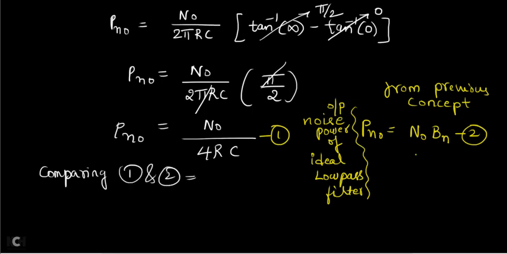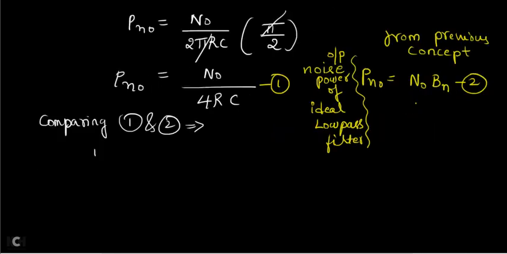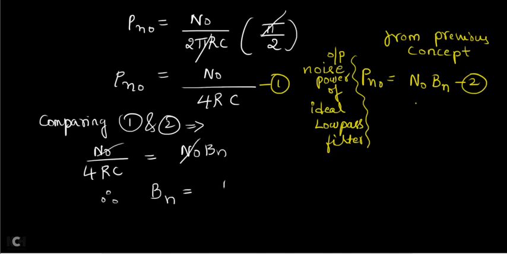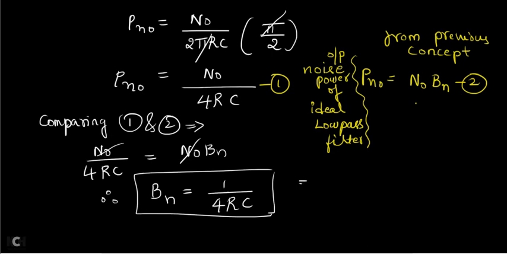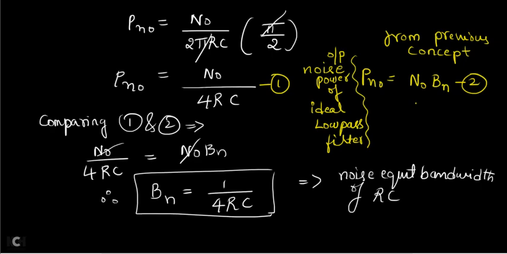Comparing 1 and 2, what is that? If you compare, you will get N0 divided by 4RC is equal to N0 into Bn. N0, N0 cancel. So therefore, you will get Bn is equal to 1 divided by 4RC. So this is called the noise equivalent bandwidth of the RC low pass filter. This derivation is important for 8 marks or 10 marks. Noise equivalent bandwidth of the RC low pass filter.